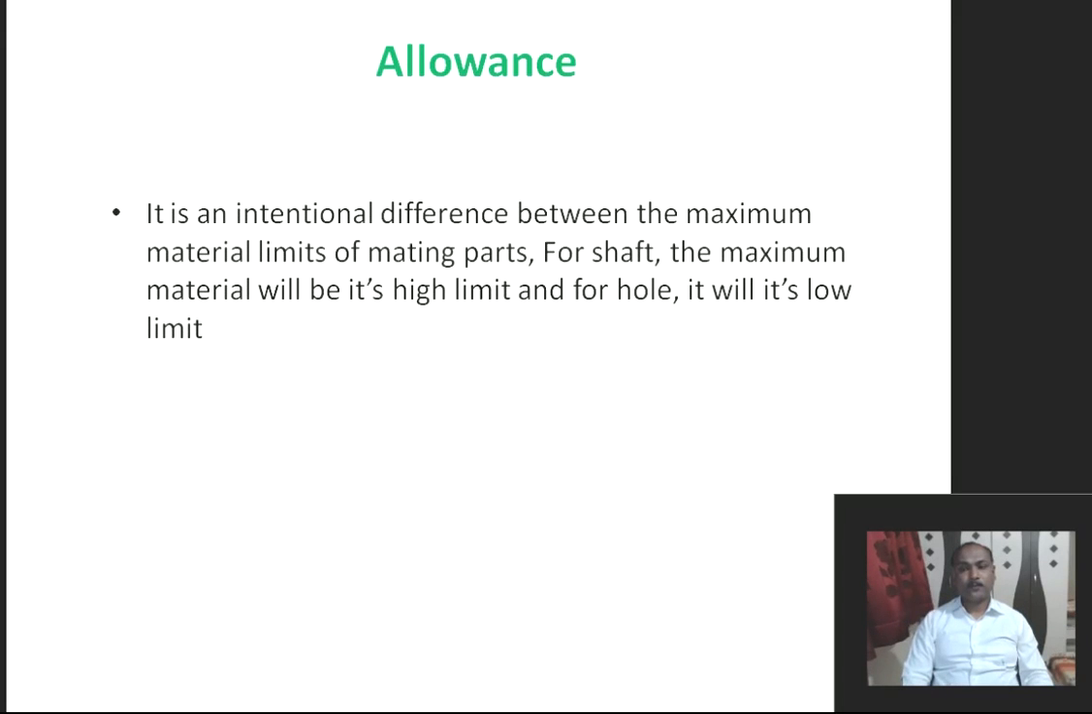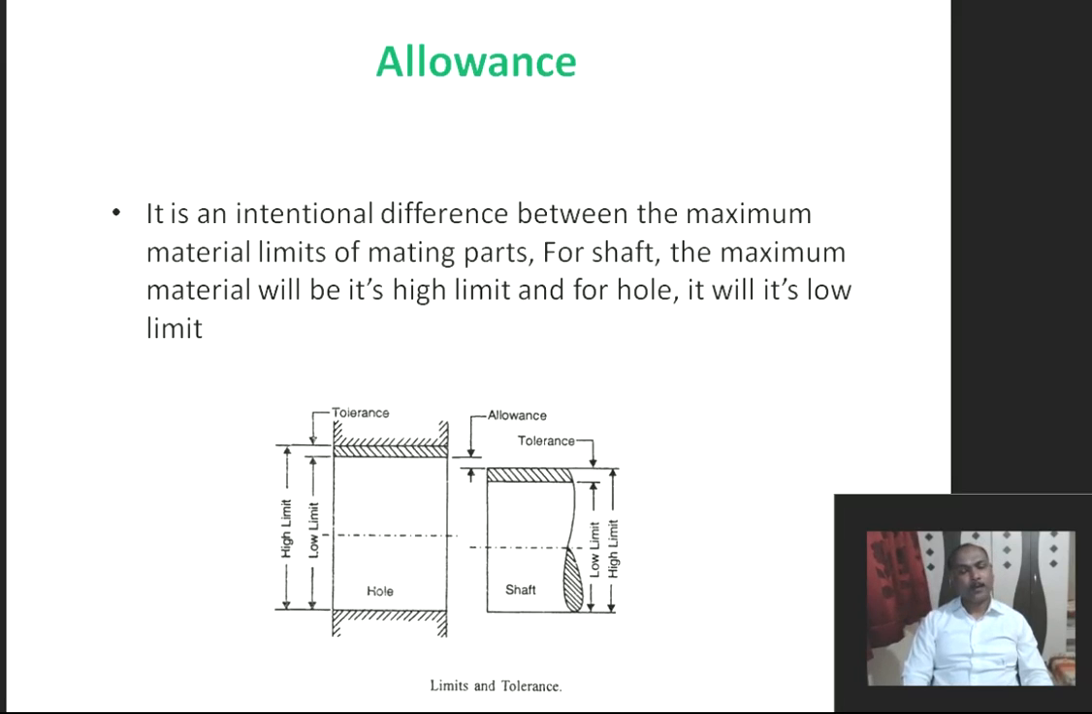So allowance is again a very important definition. Allowance is the intentional difference between the maximum metal condition of the hole and the maximum metal condition of the shaft. Now what is the maximum metal condition of the hole and of the shaft? Maximum metal means where the material is maximum. In case of a hole, when the lower limit of the hole is there, the metal will be maximum, because as you increase the size of the hole, the material will be reduced.